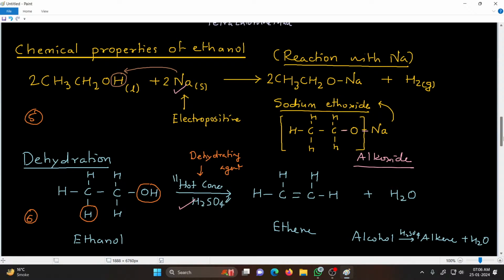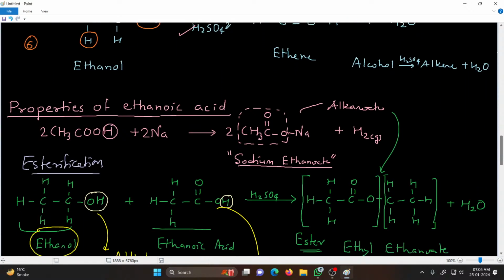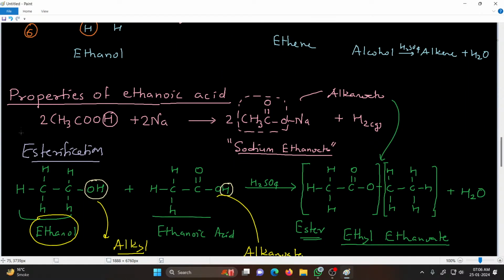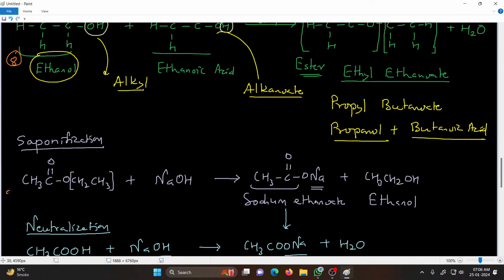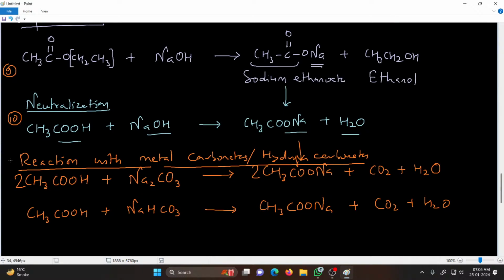Dehydration, with sulphuric acid as the dehydrating agent, was the 6th. Then properties of ethanoic acid, reaction with sodium, 7th one. Esterification, 8th one. Saponification, 9th one. Neutralization, 10th one. And reaction with metal carbonate and hydrogen carbonate, 11th one. So only these 11 reactions are there.